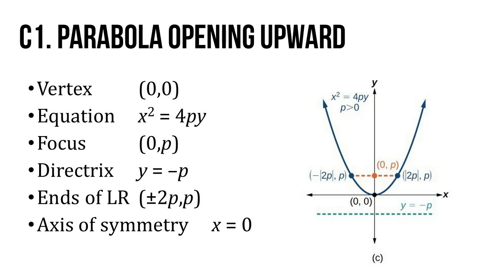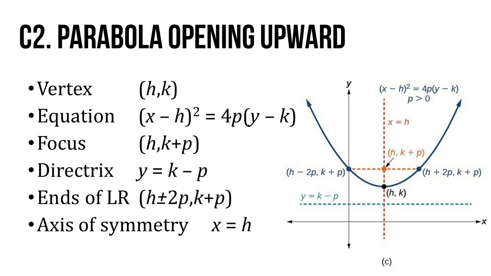When a parabola opens upward with the vertex at the origin, (0, 0), the equation is simply x squared equals 4py. The focus is (0, p). The equation of the directrix is y equals negative p. The ends of the latus rectum are (plus or minus 2p, p), and the axis of symmetry is x equals 0.